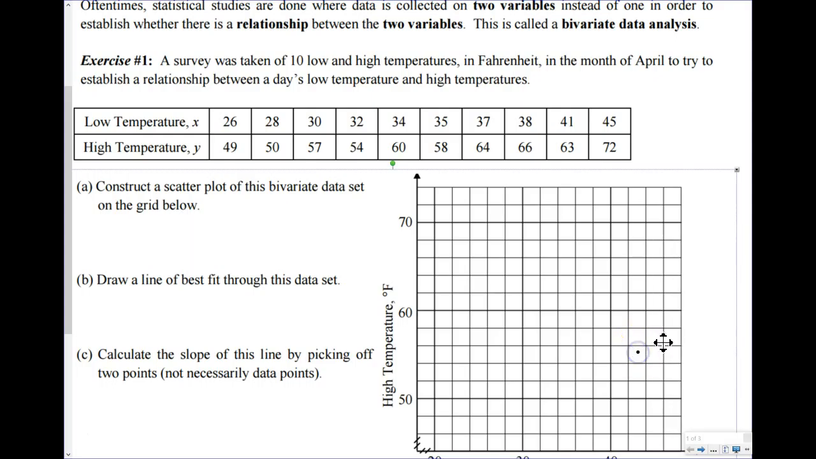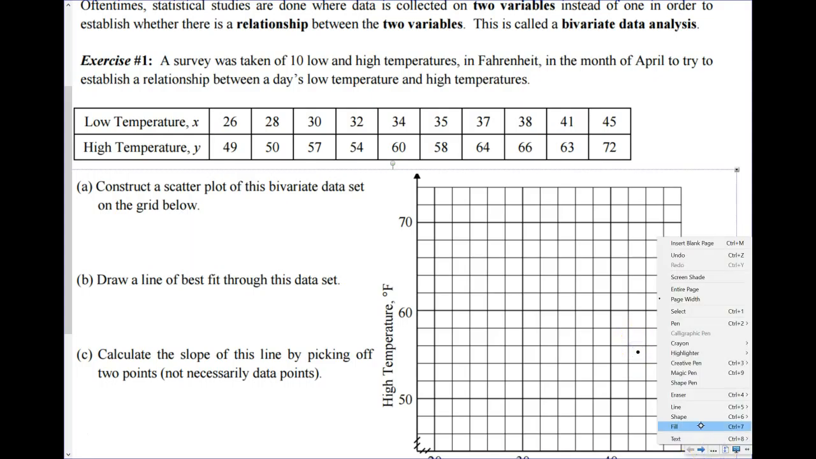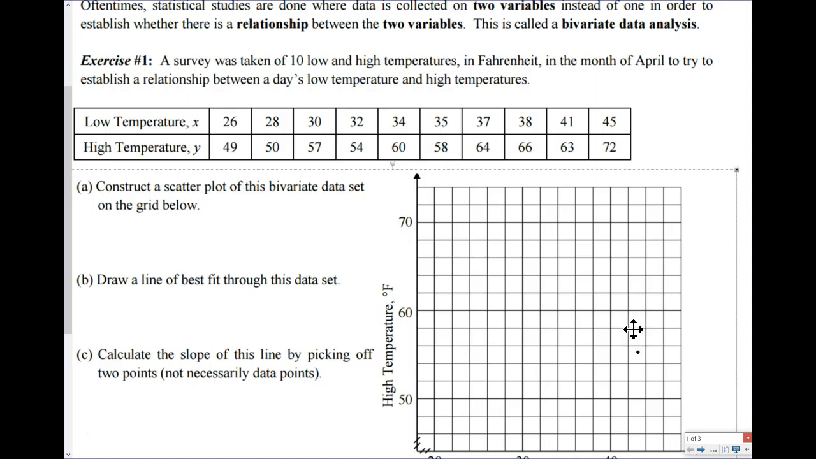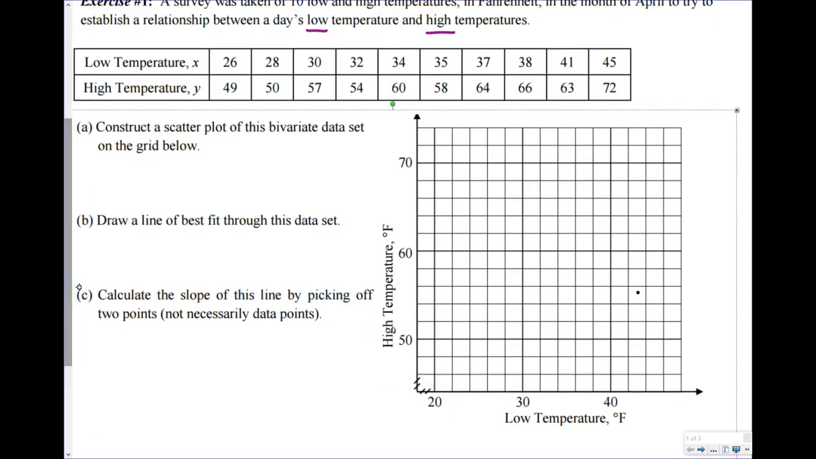So exercise 1 says, a survey was taken of 10 high and low temperatures in Fahrenheit in the month of April to try and establish a relationship between the day's low temperature and the high temperature. So we're looking at two different variables, low temperature and high temperatures, and we want to see if there's a relationship. So A says, first construct a scatter plot of this data below. It tells us that low temperatures are X and high temperatures are Y.